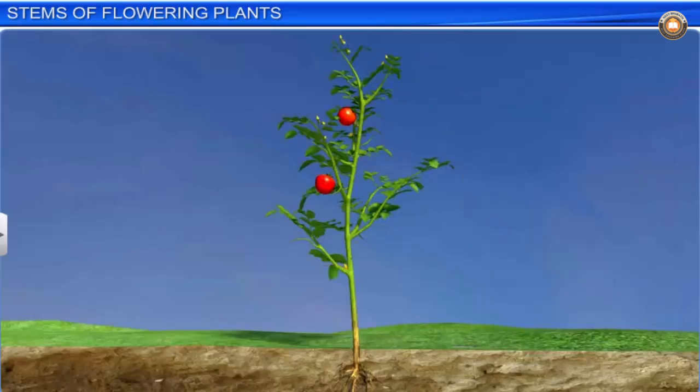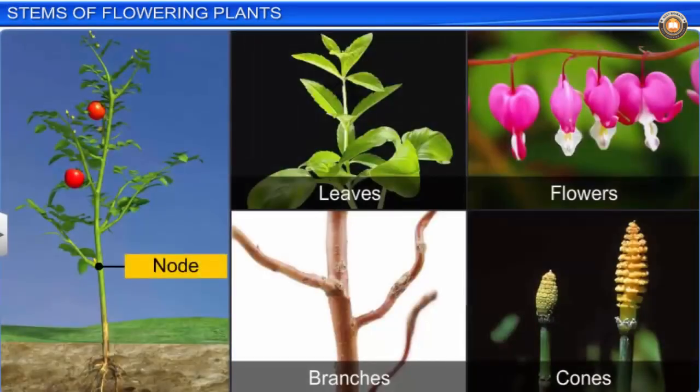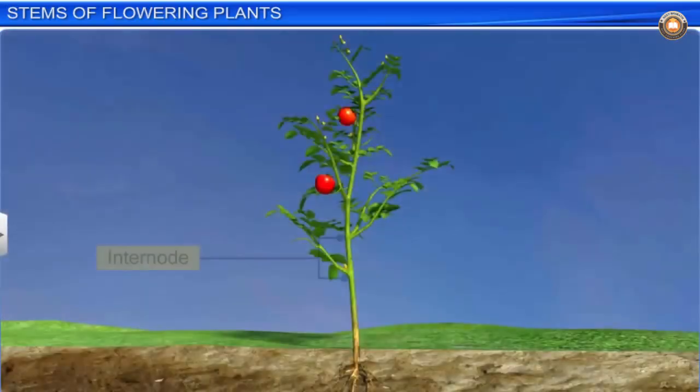A stem usually has many nodes and internodes. A node is a region from where leaves, flowers, branches or cones emerge, while an internode is the portion between two nodes.